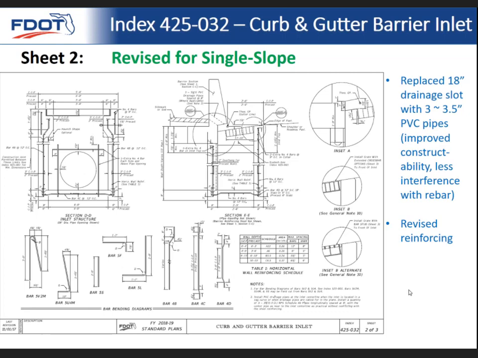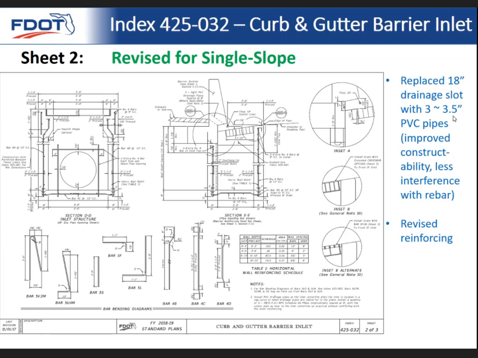And then the final significant change here was that the previous standard had an 18-inch drainage slot. It was at the most narrow and vital point of the barrier right here over the inlet. And that was basically going right through where reinforcing should be. And so to make a more robust structure that has improved constructability, less interference with the rebar, we've switched that over to 3.5-inch PVC pipes. The designer can call those out at sag points and curves. Otherwise, it's a note for contractors to place them in at the low points. And basically, that's for draining the sidewalk into the inlet.